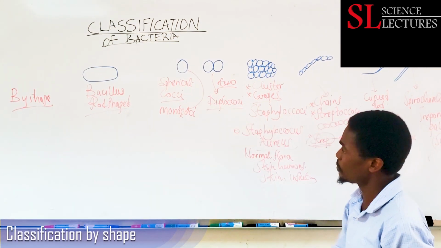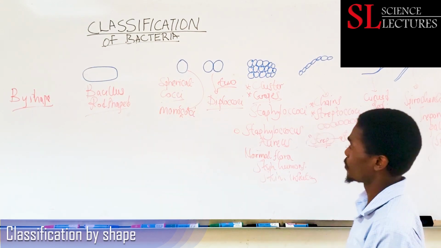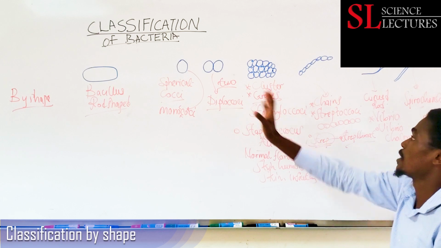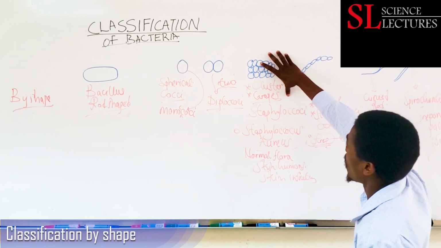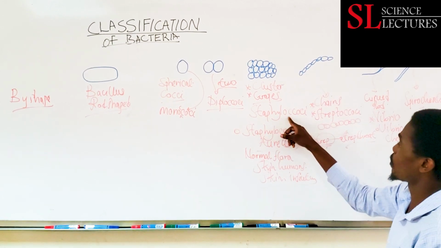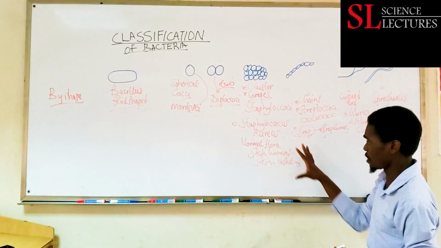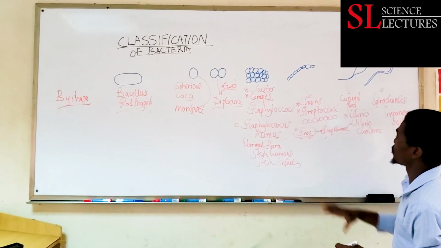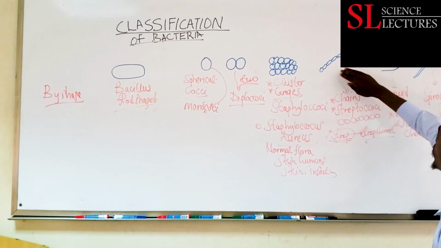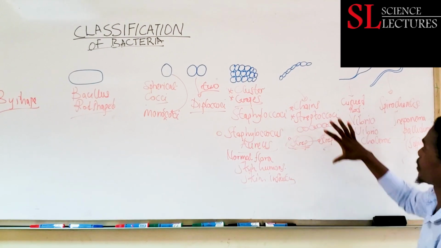Then for spherical shaped, we call them cocci, and if it is one sphere, we call it monococci. For two spheres, they will be called diplococci. Then if it's a cluster, a bunch of the cocci or a grape-like structure, that is what we refer to as staphylococci. For example, Staph aureus, which is a normal flora found on the skin of humans. However, it causes skin infections if disturbed. Then we can also have a chain of the cocci, which we refer to as streptococci, like the strep throat bacteria.